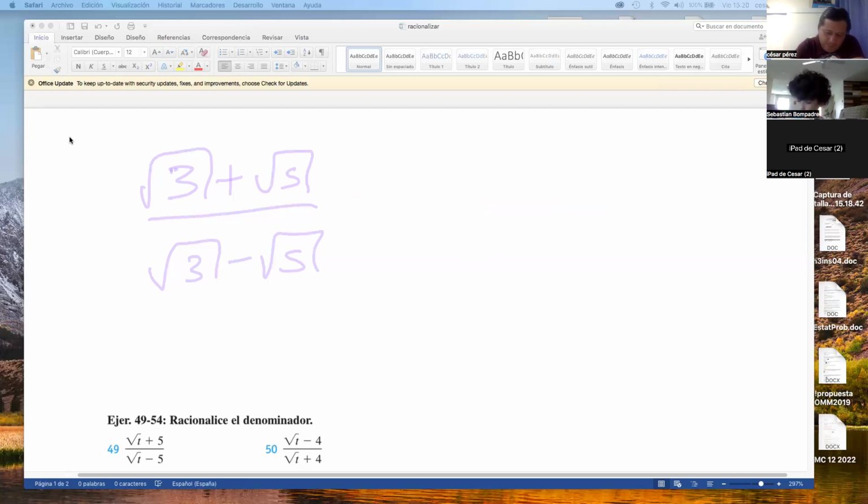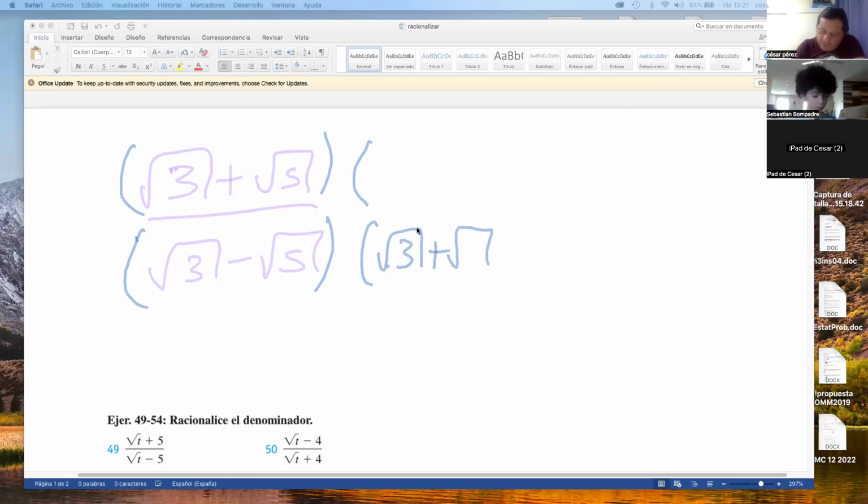So I think it's 8 plus 2 times the square root of 15, divided by 2. Okay, I think that it's divided by minus 2. Yes, we are going to multiply. This is positive, but this is negative because the square root of 5 is bigger than the square root of 3. So we will get a negative number. We're going to multiply by the square root of 3 plus the square root of 5.